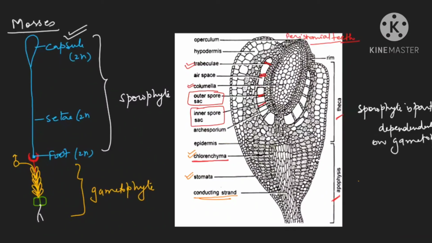So I hope this topic is clear to you. So you just keep this in your mind. In both the cases, your 2n body will be foot, seta, capsule only, but who are helping in the dispersal of the spore? Elaters in case of liverwort, pseudo-elaters in case of hornwort, and peristomial teeth in case of the mosses. I hope this topic is clear to you and this explanation is very easy. I try to make it very easy for you. Thanks for watching. Please learn it properly. Thanks.